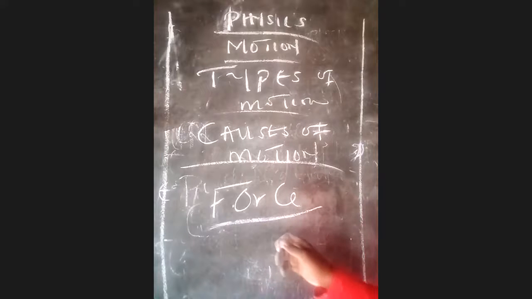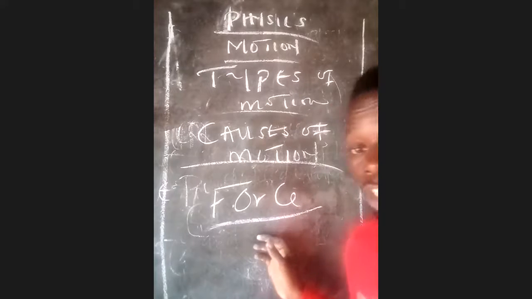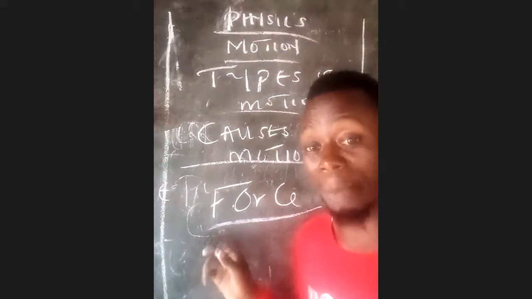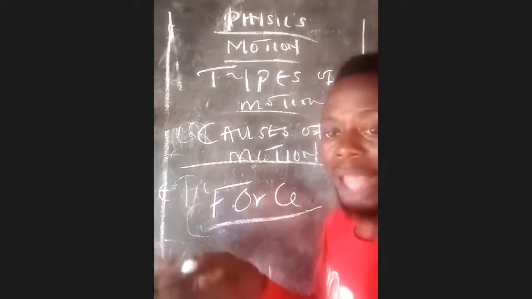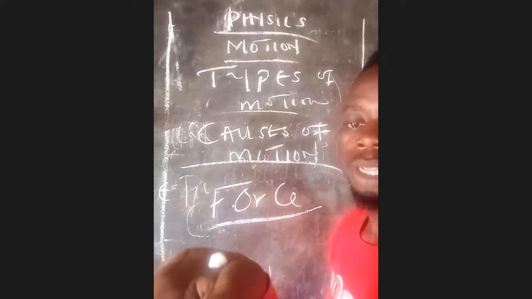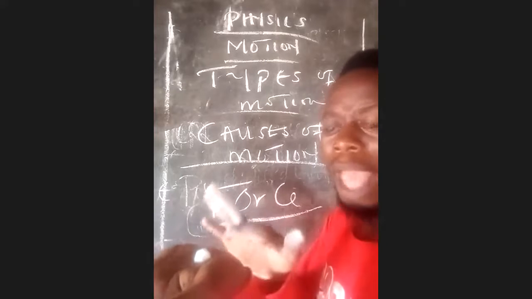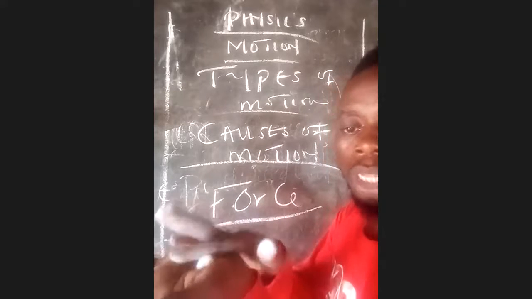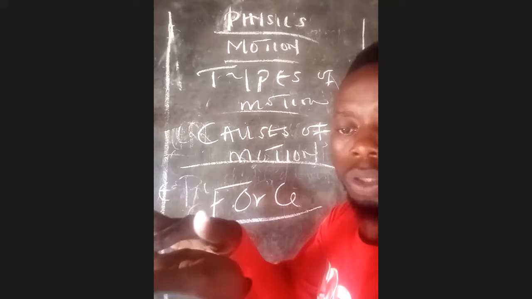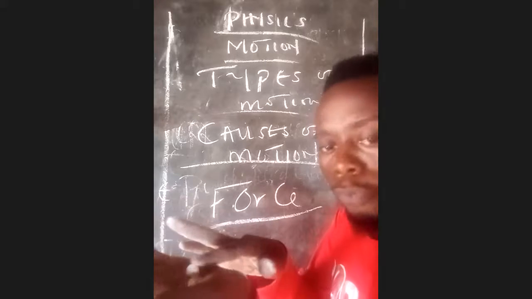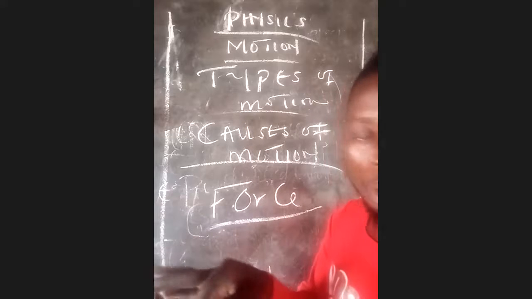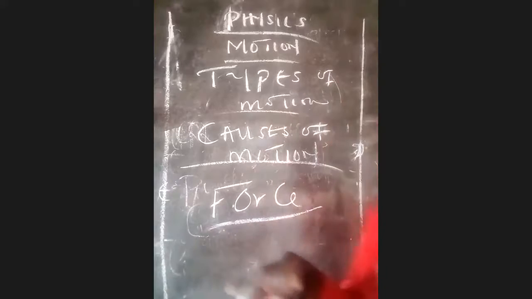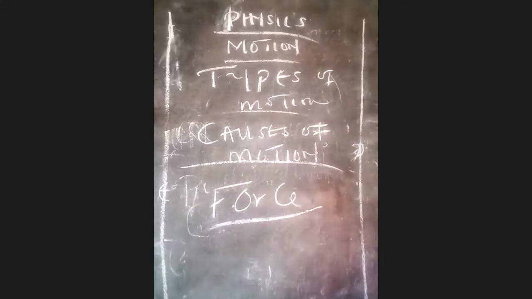When force is applied to any object, it causes changes. If I put this chalk on my hand here without moving it, the chalk will be there. But when I apply some little force, the chalk can move. That is the motion. Force causes the movement of the body. For that reason, motion is caused by force.